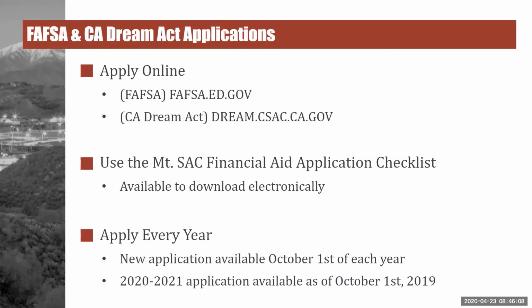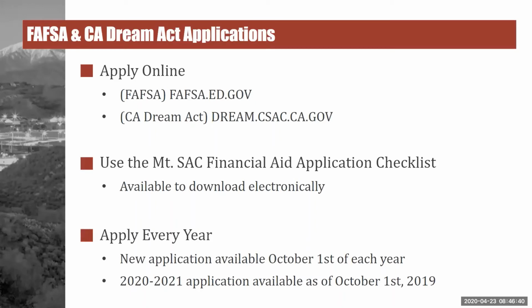Now that we have a better understanding of the different filing requirements between each application, let's talk about what both of these applications have in common. Both applications are available online. You can complete the FAFSA at fafsa.ed.gov and the California DREAM Act application at DREAM.CSAC.CA.GOV. We also encourage you to use the Mount SAC Financial Aid Application Checklist, which we have created to help guide you through completing each application.